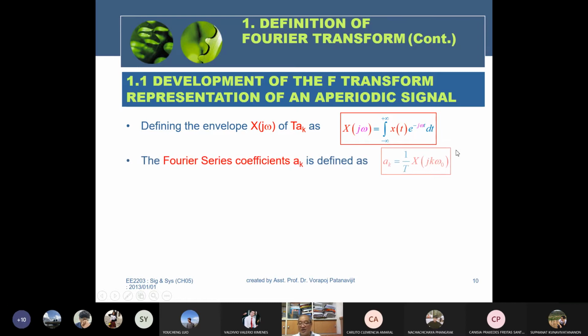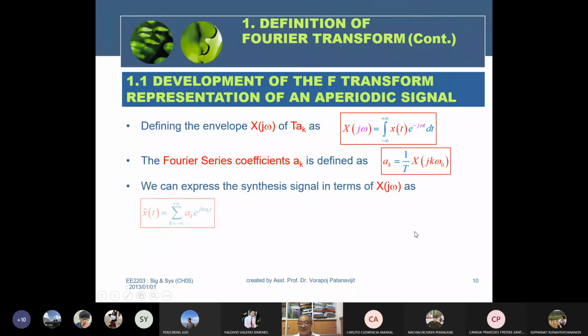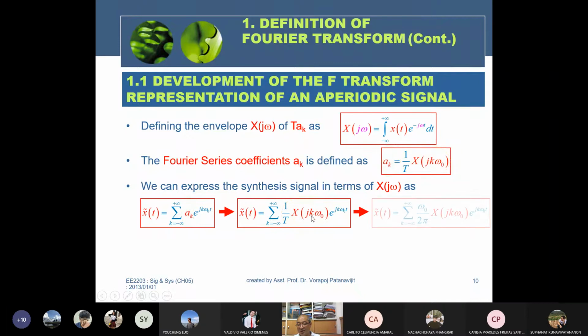The Fourier series coefficient is defined here. You can see that it can be defined by a_k equals this Fourier transform, scaled by omega naught, scaled by T. We can express the synthesis signal in terms of the Fourier transform as follows. a_k is here. You substitute it, giving X(j k omega naught) divided by T. Substitute that into the blue term or yellow term, and we come here.